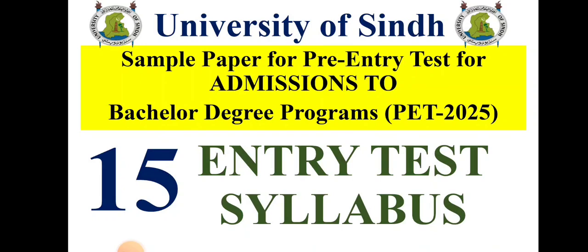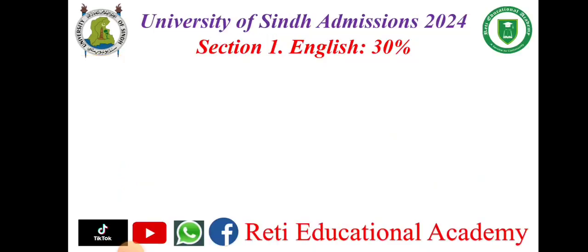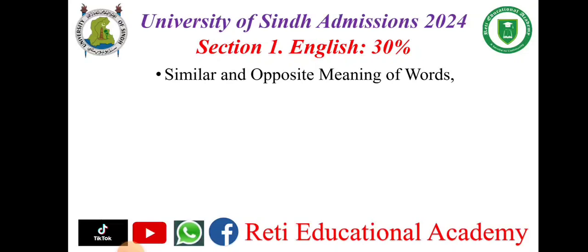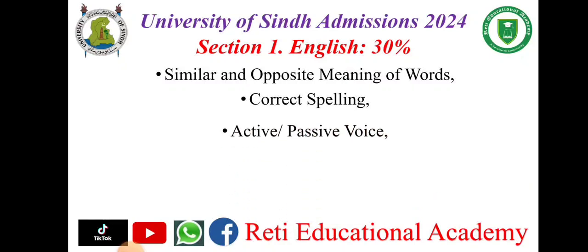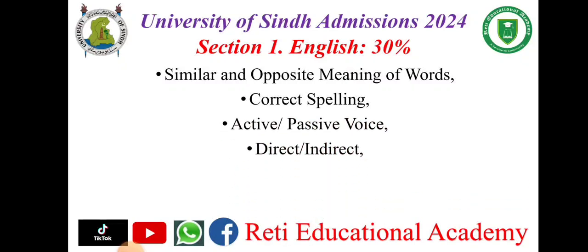In this video, I'm going to share the entry test syllabus for bachelor's degree programs, 2025, University of Sindh. So here we go. Section 1: English, 30%. In this 30% there will be similar and opposite meanings of words, questions on correct spelling, active voice, passive voice, direct and indirect speech, tenses and prepositions.